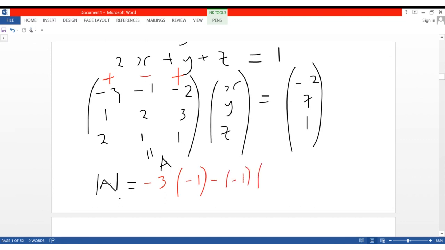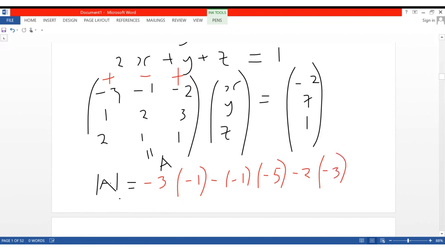And then when you block the column and the row, you'll get 1 times 1, that is 1. 1 minus 6, negative 5. The other element is positive, but we shall have a negative 2. Yes. 1 minus 4, negative 3. Is it okay? I'm doing it.